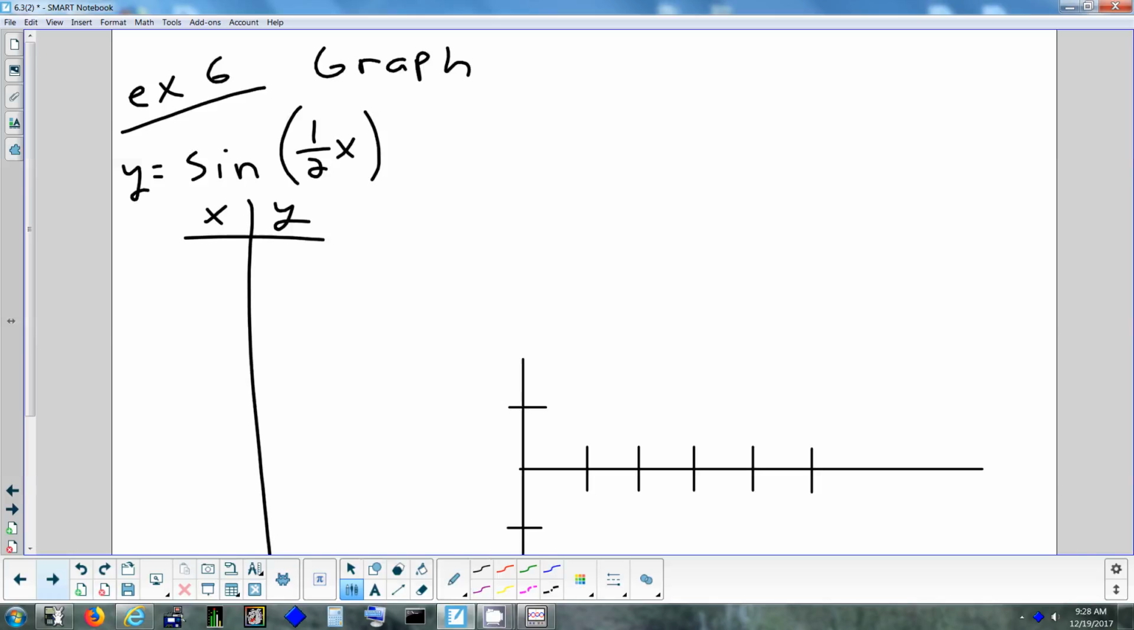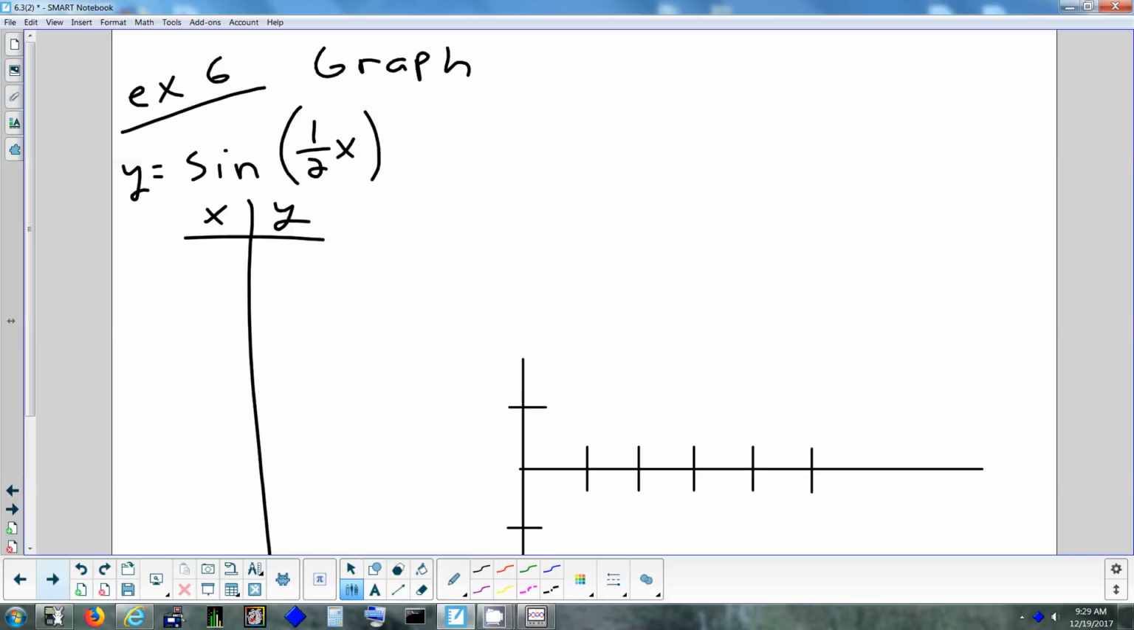Okay, so this is a period change. Dylan, can you tell me how we know this is a period change and not a phase shift or a vertical shift or an amplitude change? Because the 1/2 is inside the parentheses multiplied by x. Exactly. It's inside the parentheses, multiplication.